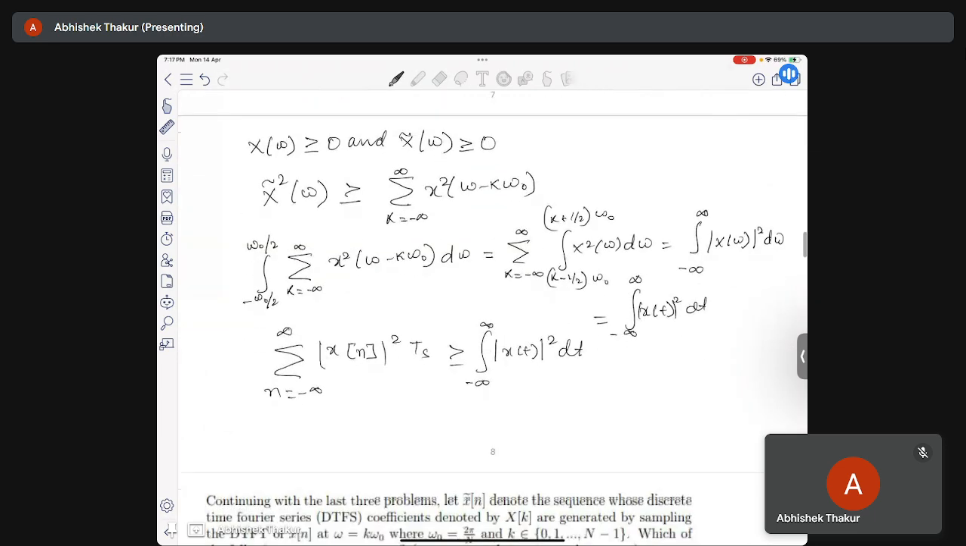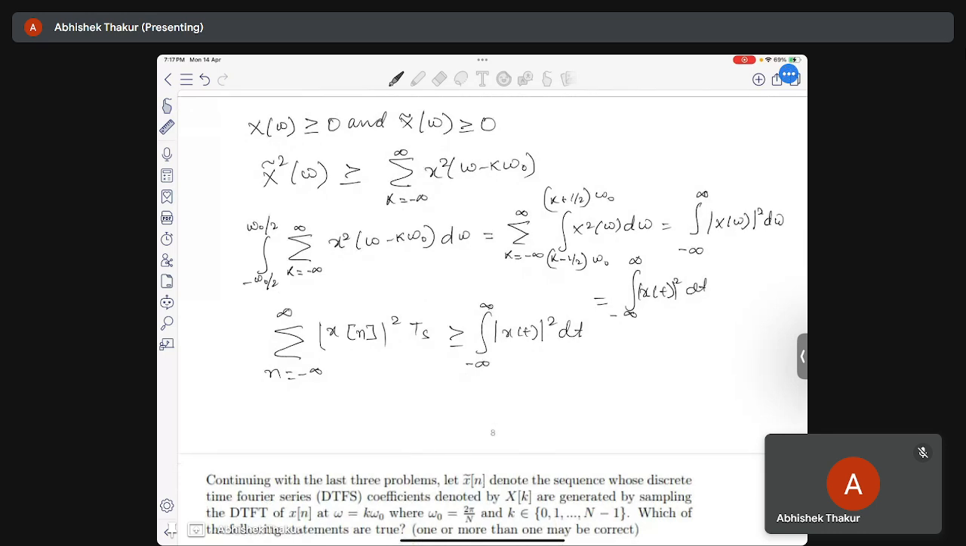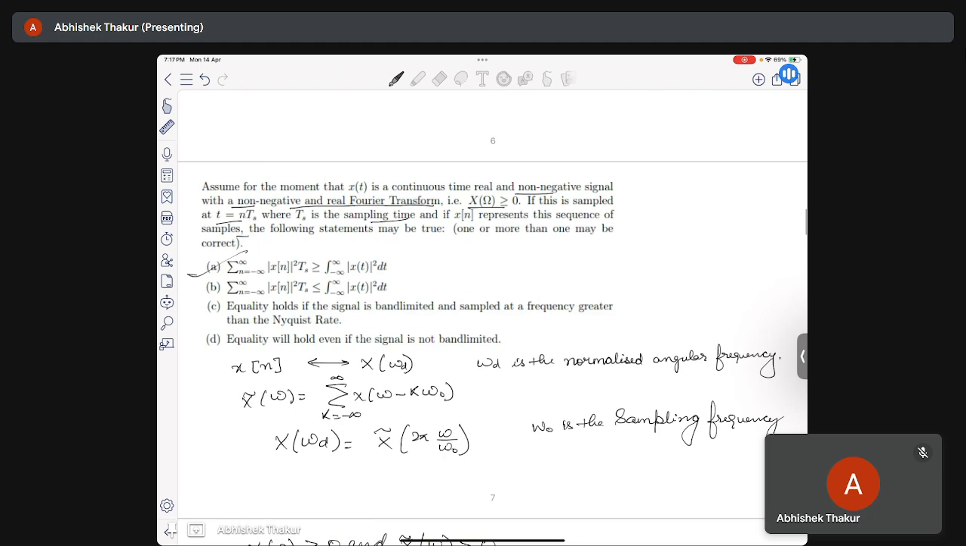So this signal is band limited and the sampling frequency is greater than the Nyquist rate in the interval of integration that we have chosen. So equality holds if the signal is band limited and sampled at frequency greater than the Nyquist rate. So option C is also correct for this question.